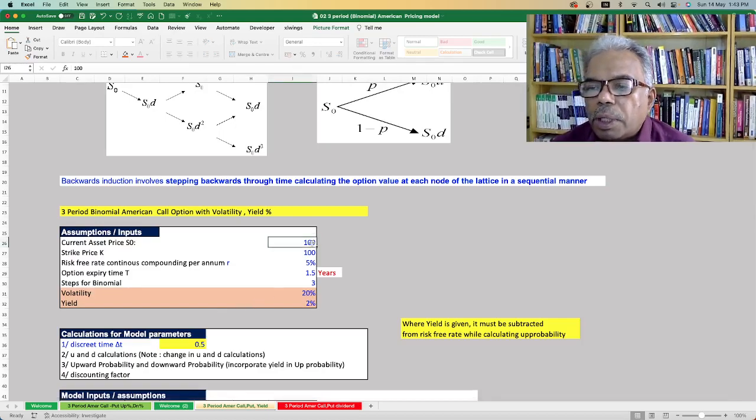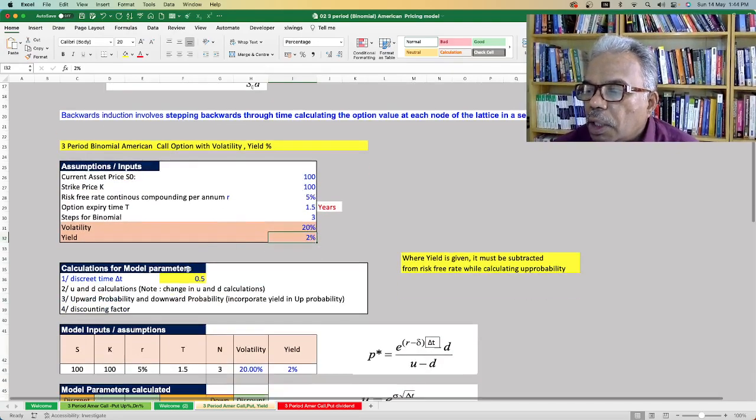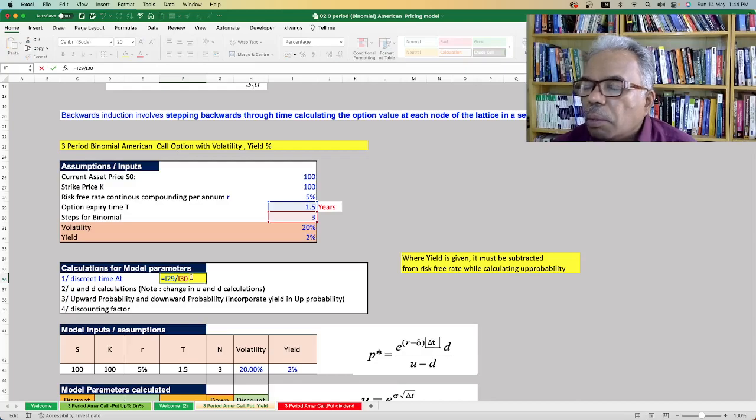The current stock price is 100, the strike price is 100, the risk-free rate on a continuous compounding basis is 5%, and the option expiry time is 1.5 years, that is 18 months, and the steps for the binomial are 3 periods. The volatility is given as 20%, and the yield is given as 2% per annum. So first calculate the discrete period, that is 1.5 divided by 3, that is 6 months, 0.5.